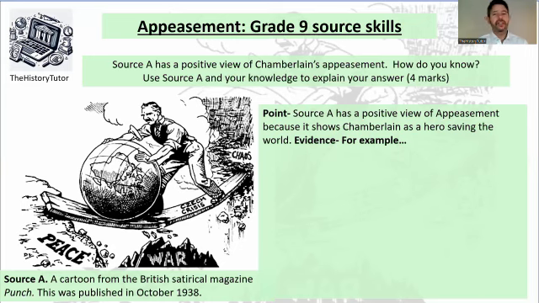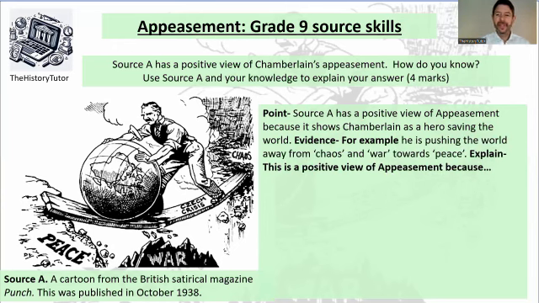So what evidence shows he's a hero? There are a number of bits of evidence. What would you go for? All right, here's what I've gone for. For example, he's pushing the world away from chaos and war towards peace. Yay, what a hero. And there's all that hard work he's demonstrating as well. Don't write three sentences describing everything you see in the source, just a quick-fire bit of evidence that backs up your idea. This should take you 4 to 6 minutes to write.